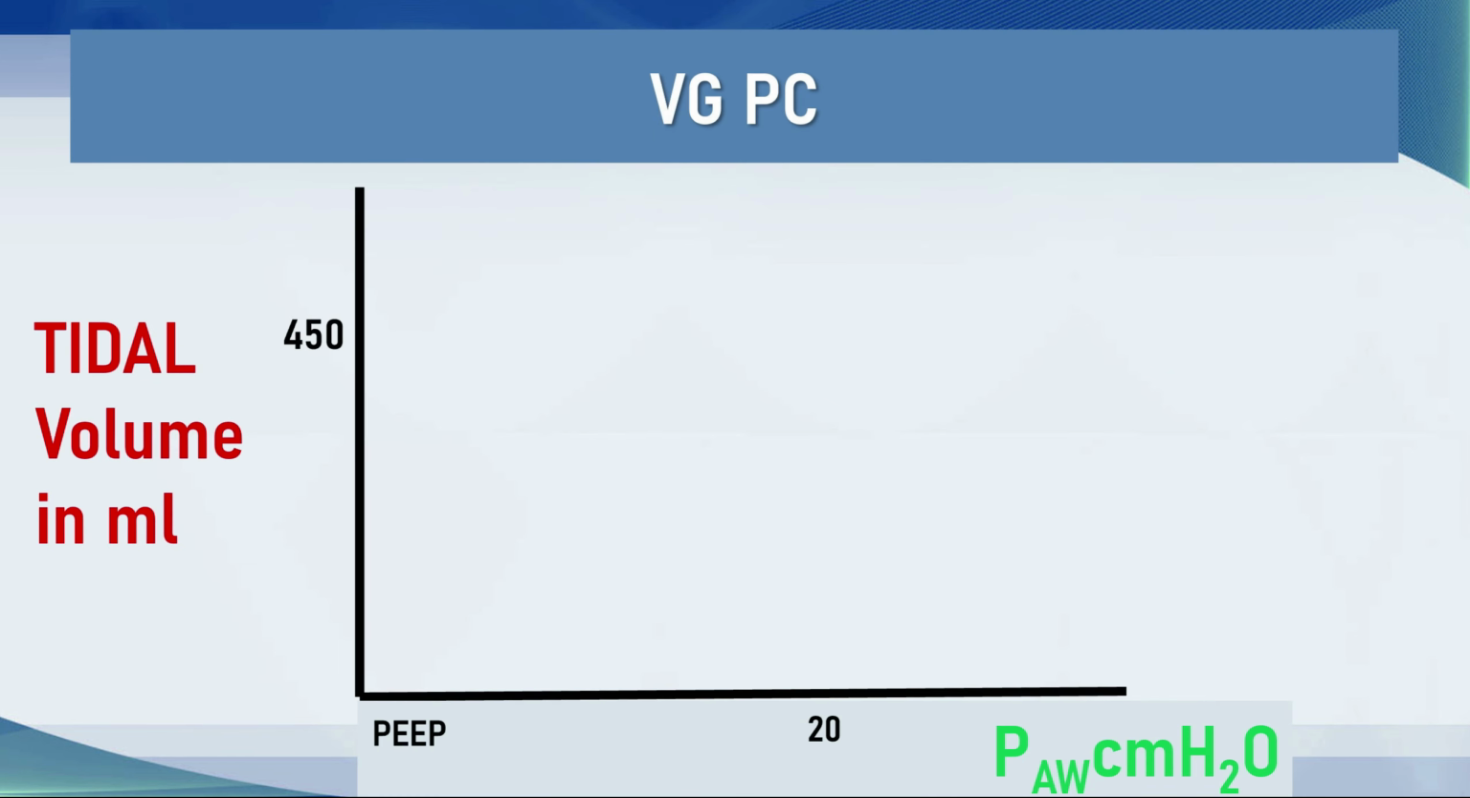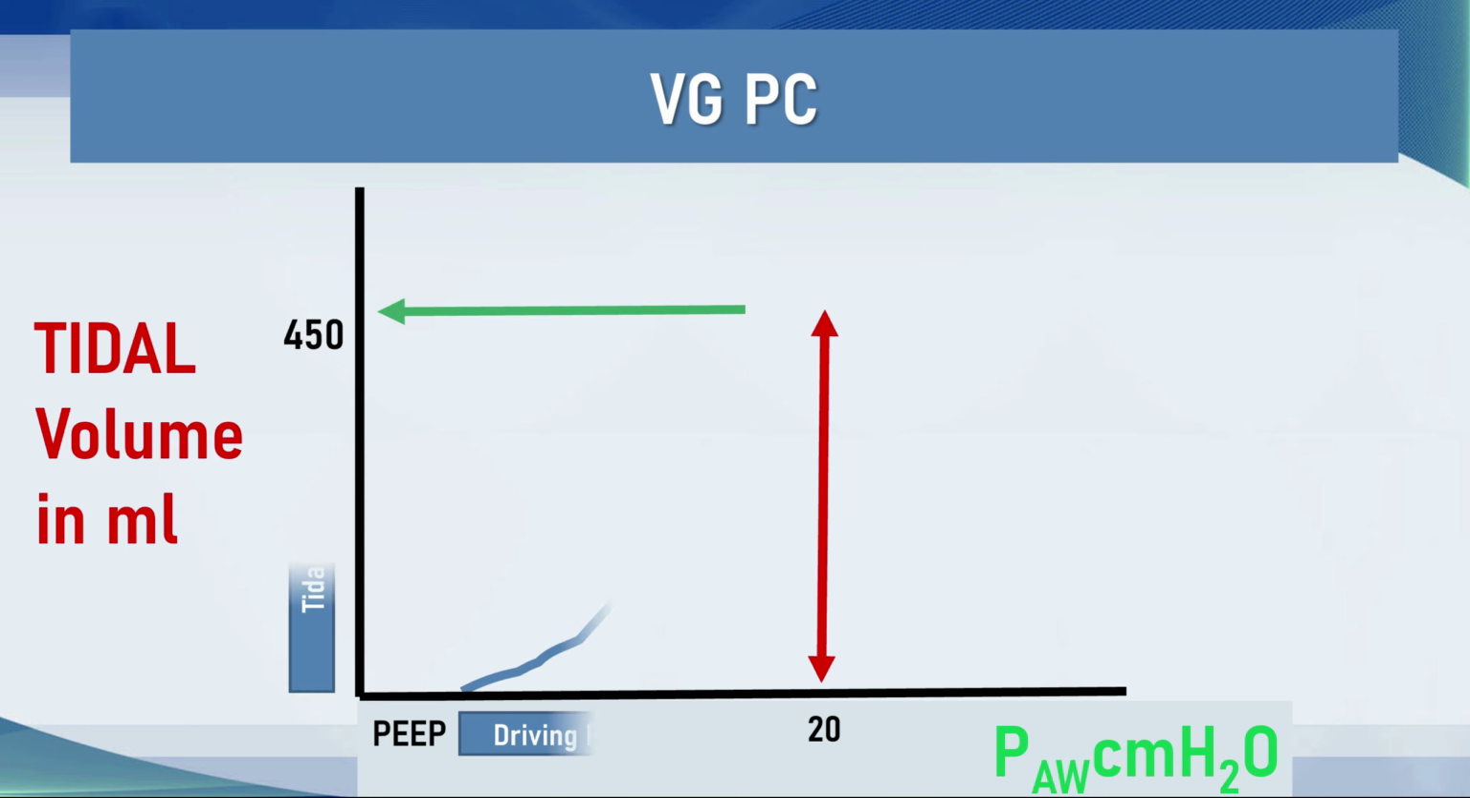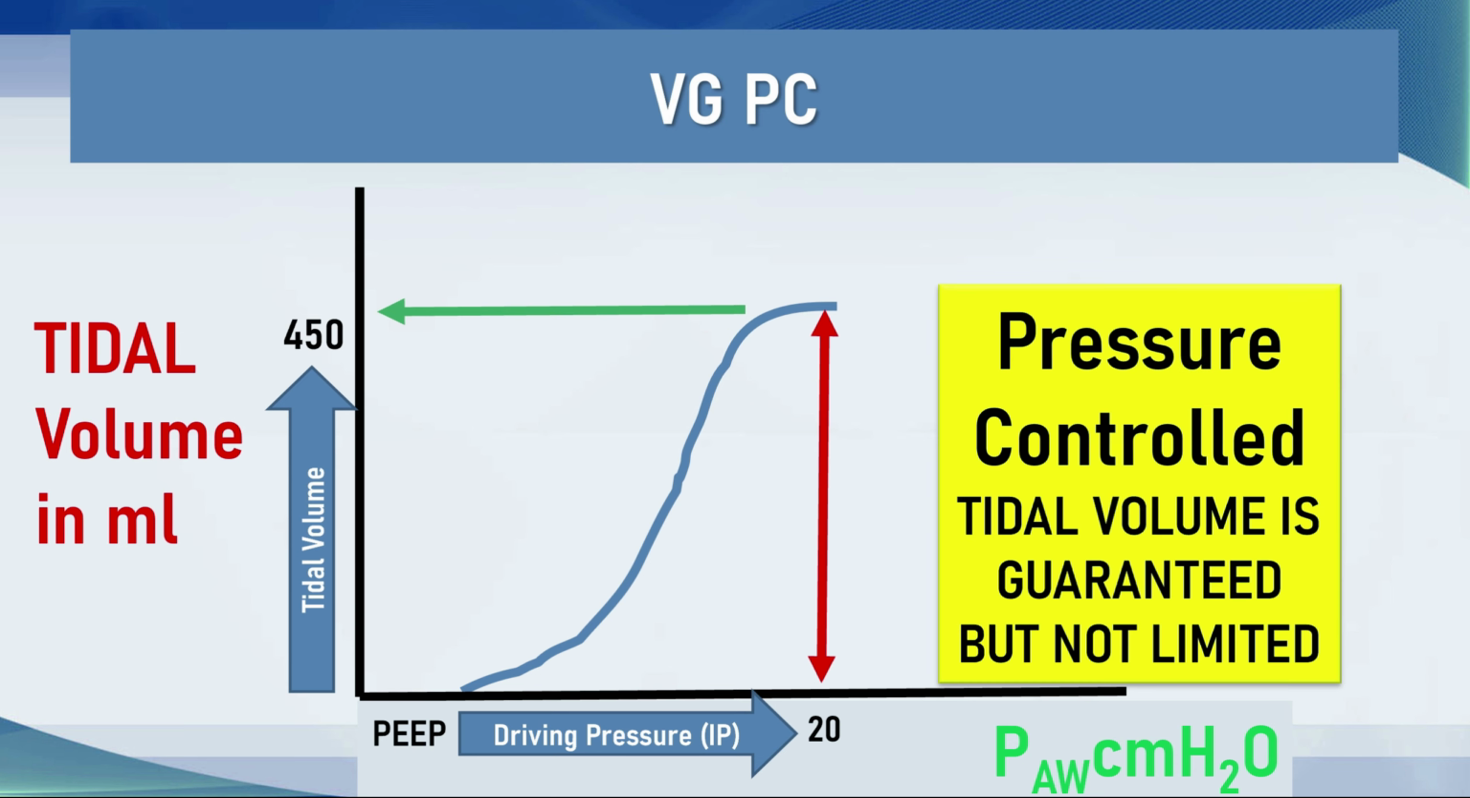Volume guaranteed pressure control is often described as a dual control mode. The ventilator typically delivers a few breaths looking at airway pressure and resistance and compliance, and adjusts inspiratory flow and airway pressure to ensure that tidal volumes are achieved. But there is one thing you need to remember.